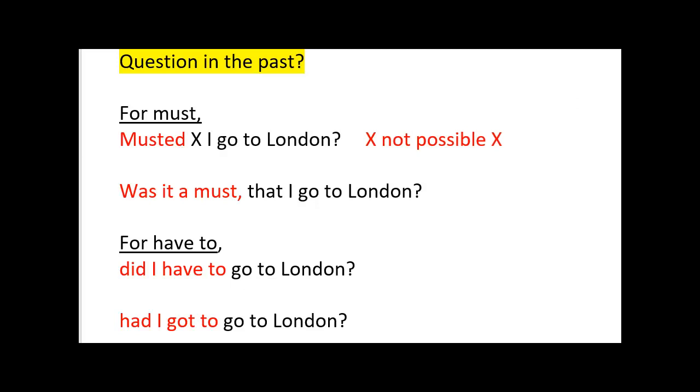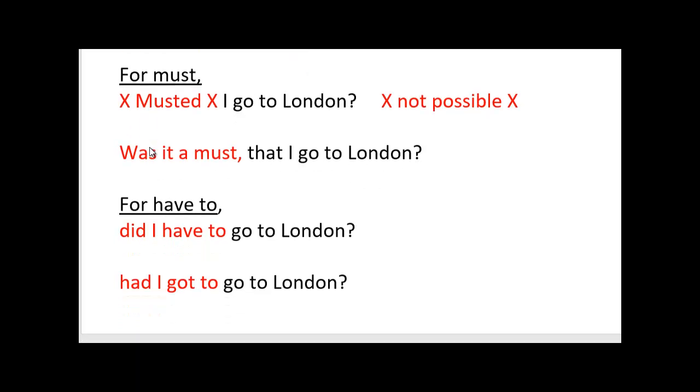And here again, you're asking a question, don't forget, with "must" in the past. So, was it a must that I go to London? You got that? Was it a must? That's how you do it. Okay, good. I know you're excited.